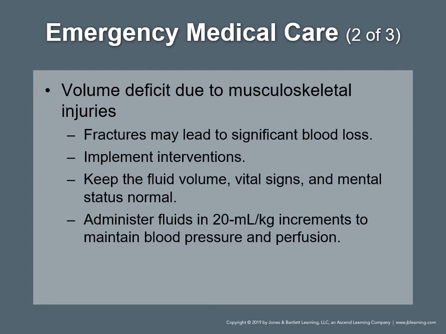Volume deficit due to musculoskeletal injuries. Fractures may lead to significant blood loss from damaged blood vessels within the bone. Implement interventions such as applying direct pressure, splinting, and administering IV fluids to prevent the development of hypotension and an unstable condition. Table 33.3 lists the potential amount of blood loss from various fracture sites. The goal of pre-hospital management should be to keep the fluid volume, vital signs, and mental status normal. Administer fluids in 20 milliliters per kilogram increments to maintain blood pressure and perfusion.